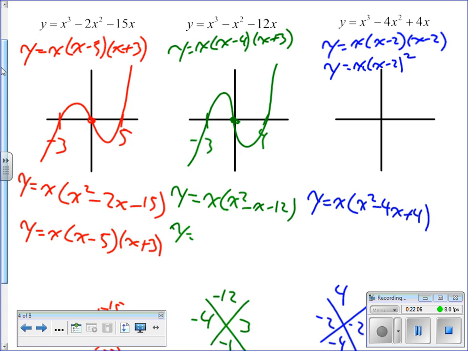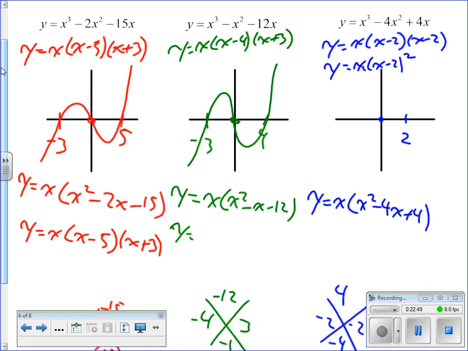I've got 3 zeros. Where are my zeros? I get 0 at 0, and then I have another 0 at 2, and then I have another 0 at 2. 2 is a double 0 because that factor x minus 2 appears twice. So I get a 0 at 2 for the first time it appears, and I get a 0 at 2 for the second time it appears. X minus 2 is a factor that appears twice, so that 0 is called a double 0. I get 2 is a 0 twice.